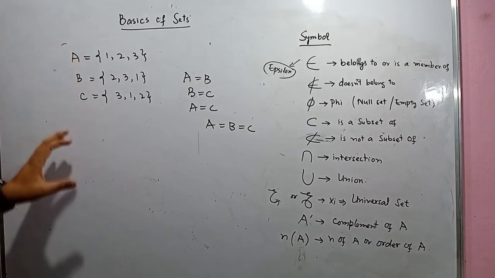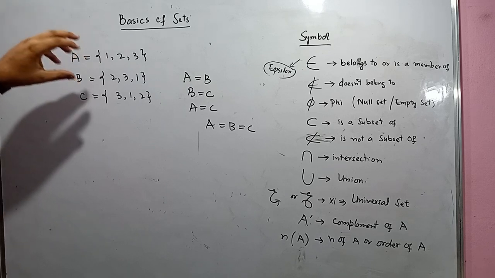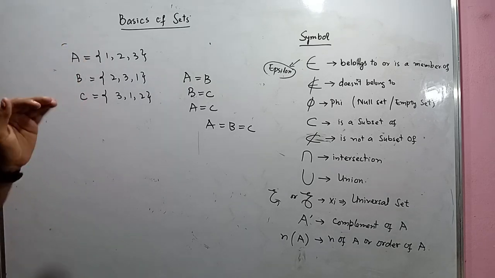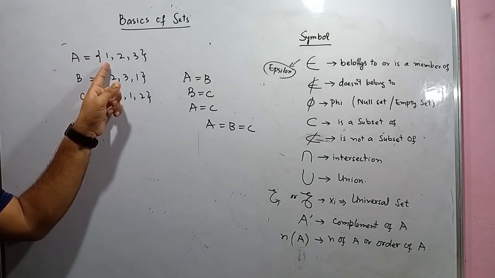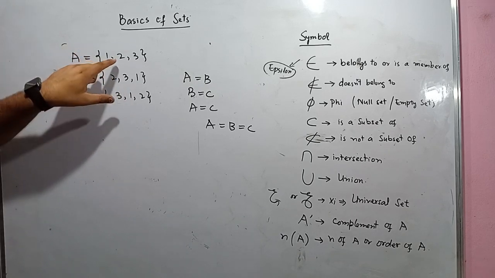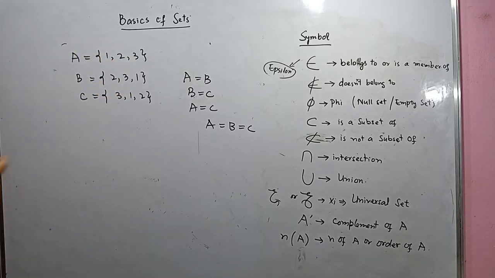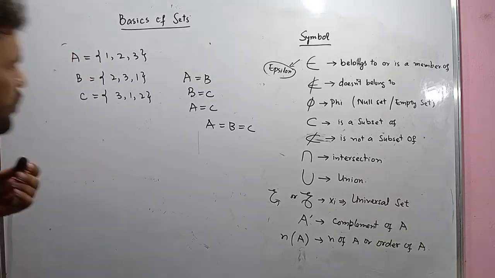You have to understand that sets are equal when in the sets there are the same elements. It does not depend upon the order of the elements. Here 1 is written first, here 2 is written first, here 3 is written first. No, we should check the members. Here 1 is there, 2 is there, 3 is there. So A is equal to B, B is equal to C, C is equal to A.